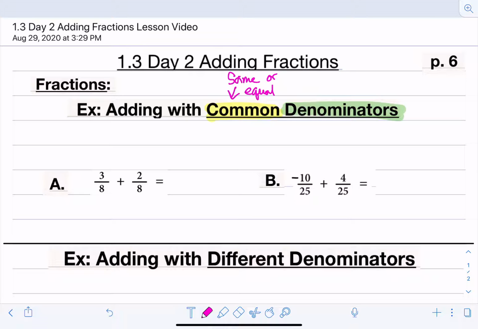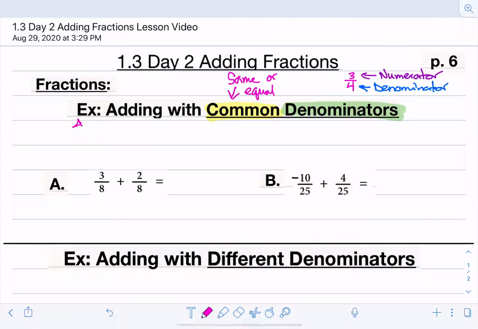Okay, and you might be wondering, well, what does denominator mean? Well, let me give an example. If we have a fraction like 3/4, the top number of a fraction is your numerator. The bottom number of your fraction is your denominator. So it's saying examples of adding fractions together that have the same or equal denominators or bottom numbers. And this is important because you can't add or subtract fractions unless there's a common denominator.